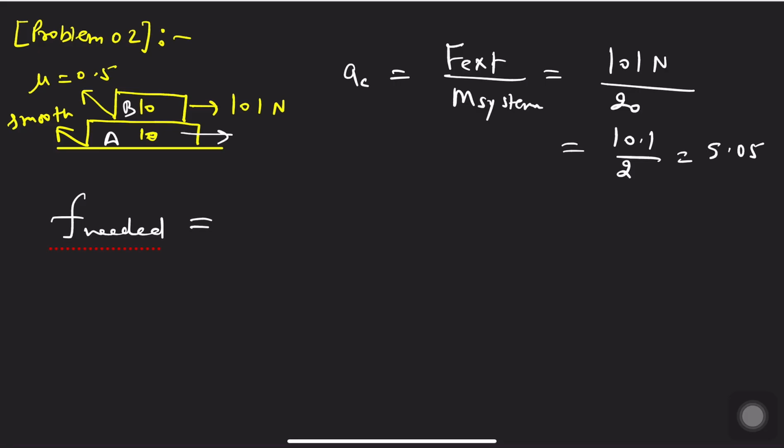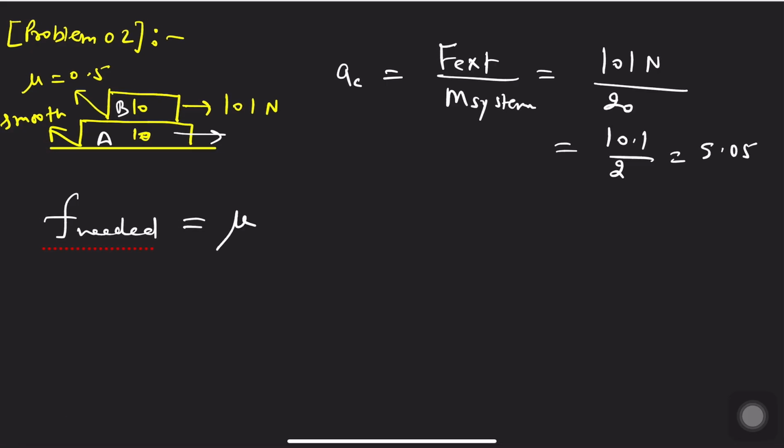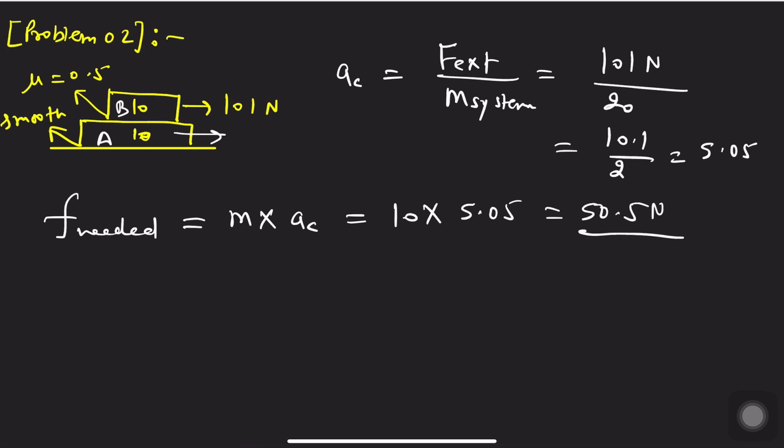We have seen already, so F needed would be the mass of the body into the common acceleration. The mass of the body is 10, and the common acceleration is 5.05. So the force needed is 50.5 Newton. That is needed, that should act on block A to move these two blocks together.